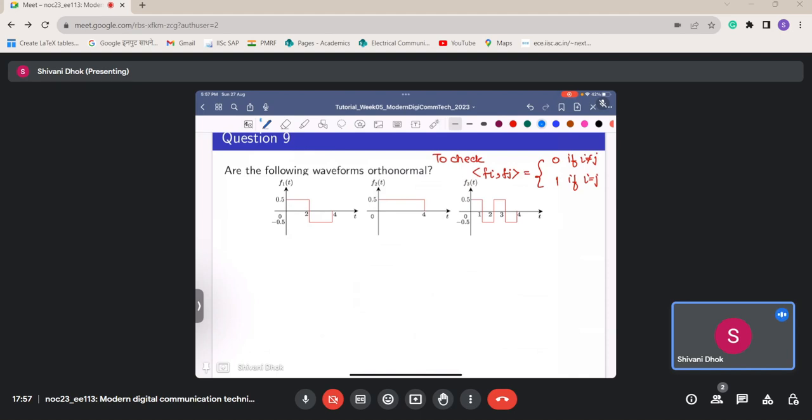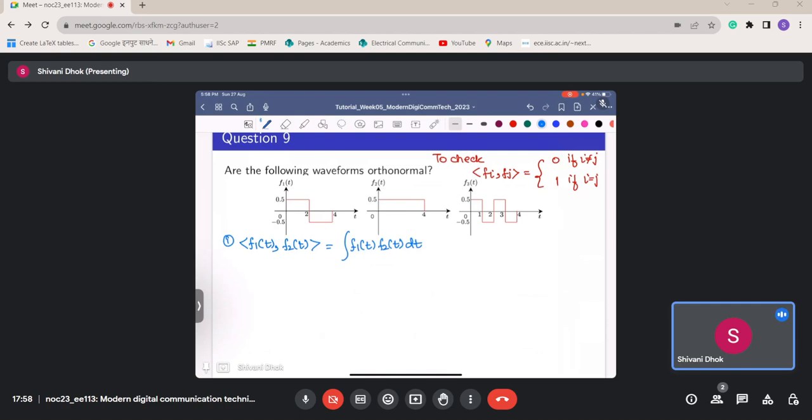So it suffices to just check one of the combinations, that is, the inner product of f1(t) and f2(t) will be the same as the inner product of f2(t) and f1(t). Okay, so let's do that. So let us first check the inner product of f1(t) and f2(t), and this is equal to the integral of f1(t) f2(t) dt. In general it is from minus infinity to infinity.